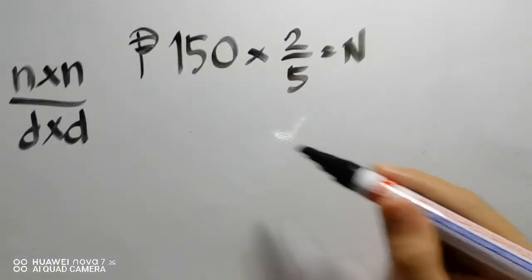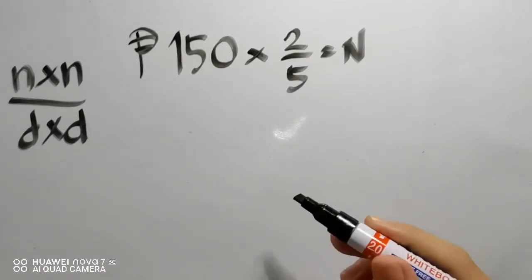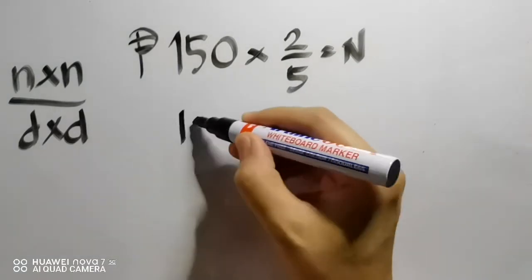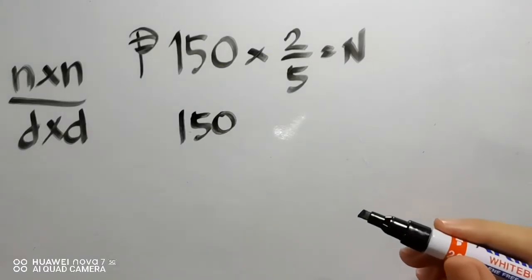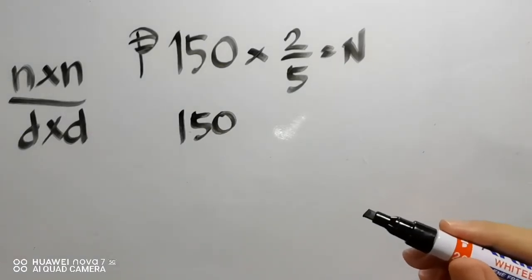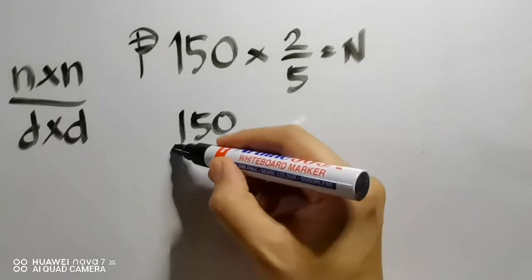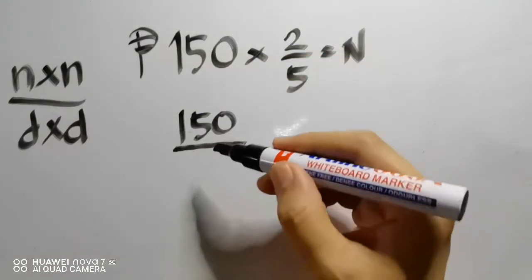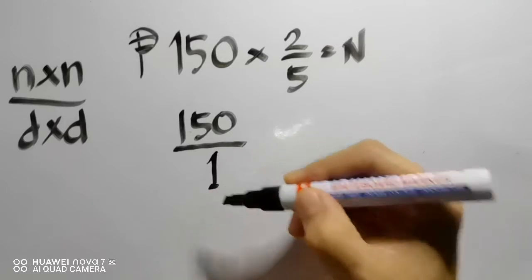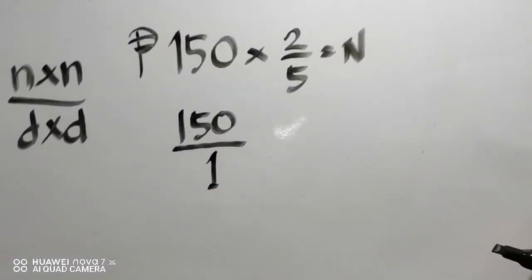So, paano yan? Okay, ignore mo lang muna yung peso sign. So, you get 150. Kailangan magkaroon siya ng numerator at denominator. So, para magkaroon siya ng numerator at denominator, bigyan mo siya ngayon ng denominator. Yung number na siya mismo, siya na yung magiging numerator. Tapos, ang magiging denominator mo ay 1. Okay? Always yan, kahit anong number. You have to give a whole number a denominator which is always 1.